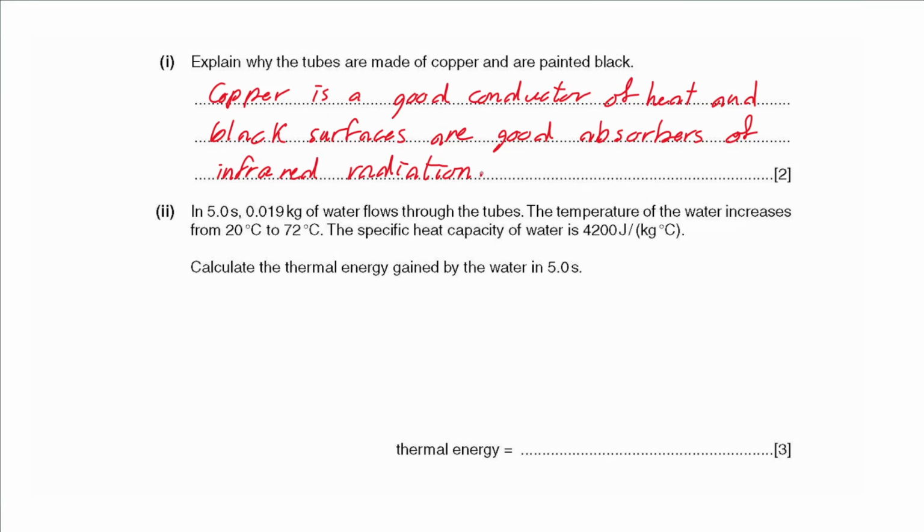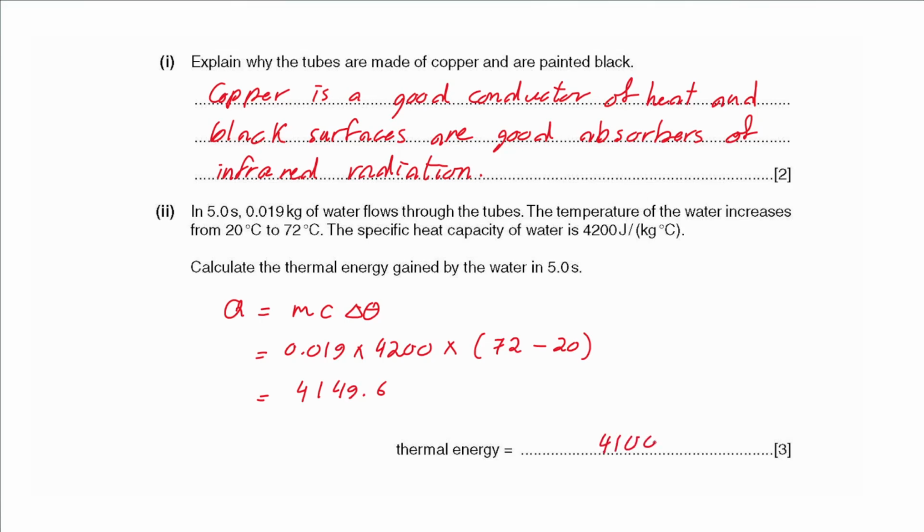Part 2 says in 5.0 seconds, 0.019 kilogram of water flows through the tube. The temperature of the water increases from 20 degrees to 72 degrees Celsius. The specific heat capacity of water is 4200 joules per kilogram degrees Celsius. Calculate the thermal energy gained by the water in 5 seconds. We use energy is equal to m c delta theta. The mass here is 0.019, the specific heat capacity is 4200, and the change in temperature is the difference between 72 and 20 degrees. This gives an answer of 4149.6, which we can approximate to 4100 joules.